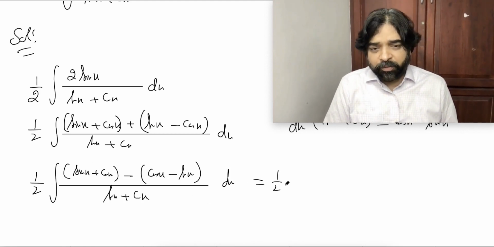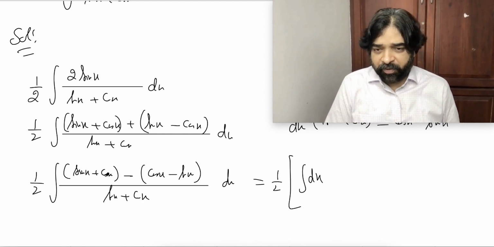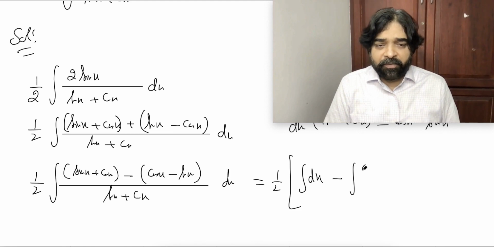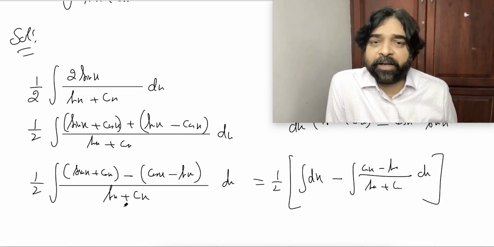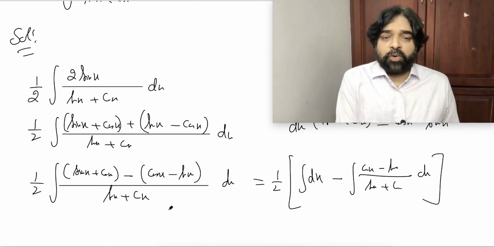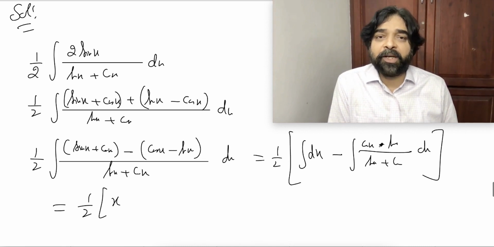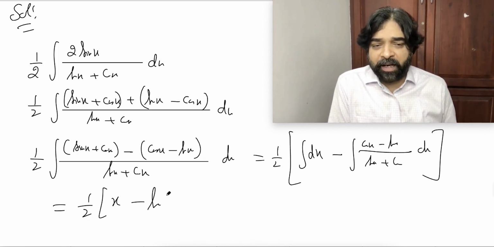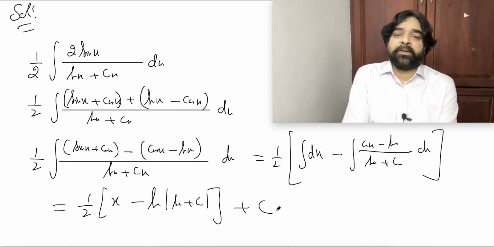Divide this, so 1 by 2. If you divide this, you will get integration of dx for this, minus integration of cos x minus sin x divided by sin x plus cos x dx. I hope it's clear to all of you. If you divide here, 1 will come, so 1 dx, and here this part. So this will be equal to 1 by 2. This part's integration is nothing but x, and the differentiation of the denominator is available in the numerator. So we'll say minus ln mod sin x plus cos x, and finally at the end I will write plus c.